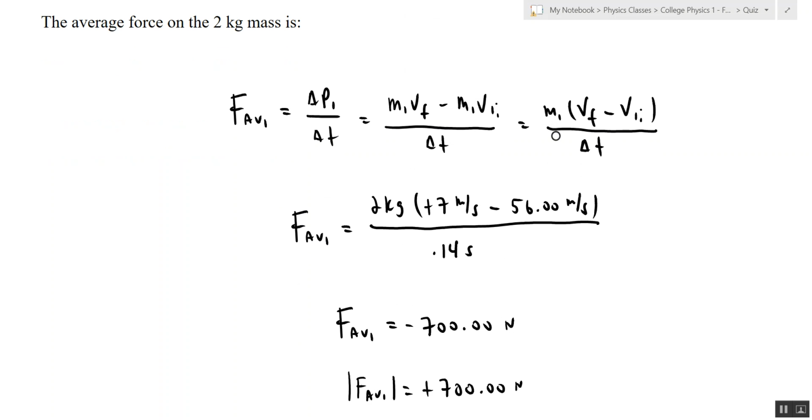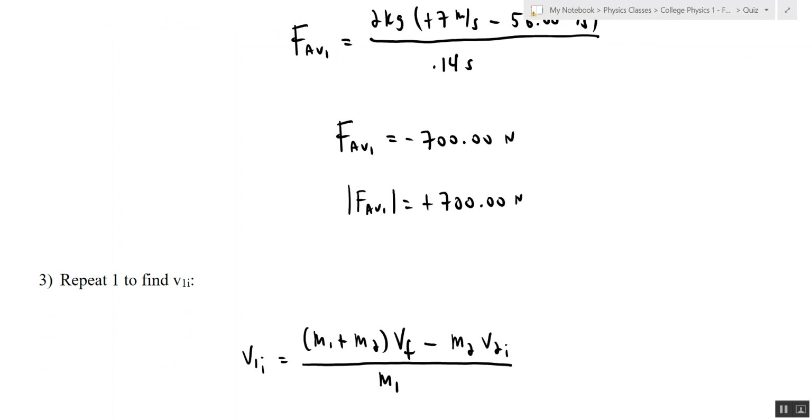I factor out mass 1, the 2 kilogram mass, and I plugged in the velocities carefully. Remember, velocities can be positive or negative, so you've got to be careful. But vf was positive and v1i was positive, so they're both positive. So it's just the subtraction of those two numbers, and you get negative 700 newtons, but the magnitude is 700 newtons. In other words, this is 700 newtons in the negative x direction, but I didn't care about the direction, I just cared about the amount of the force. So it's just 700 newtons.